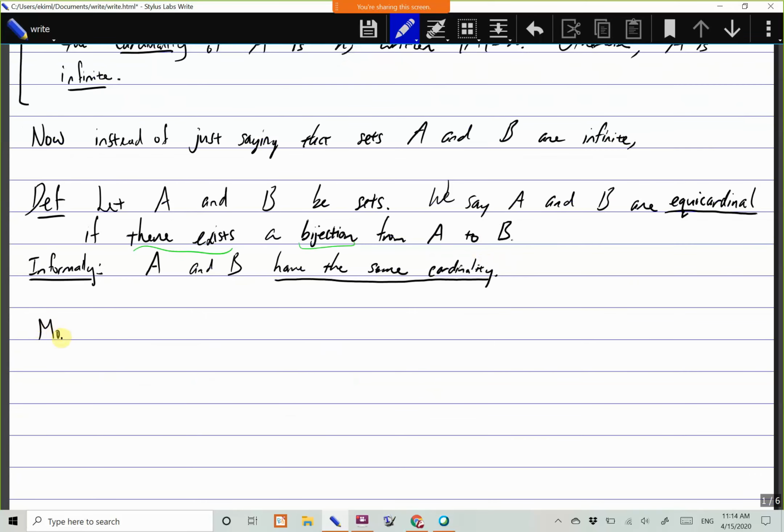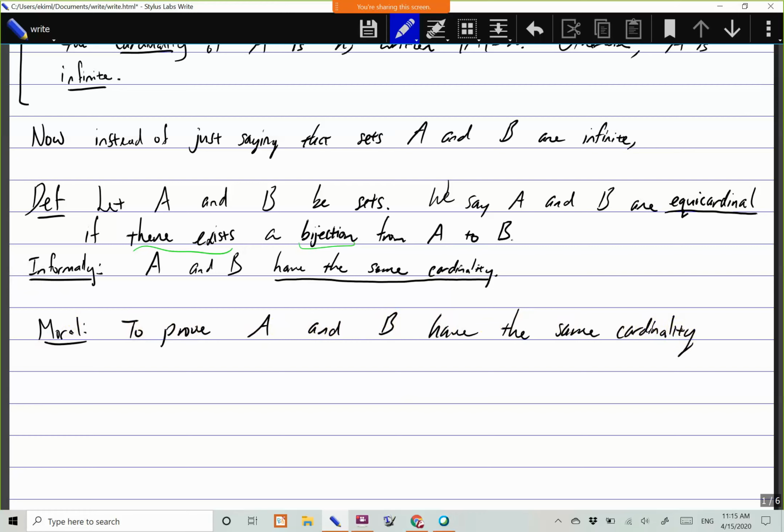So what's a little moral for what's going on? To prove A and B have the same cardinality, right?